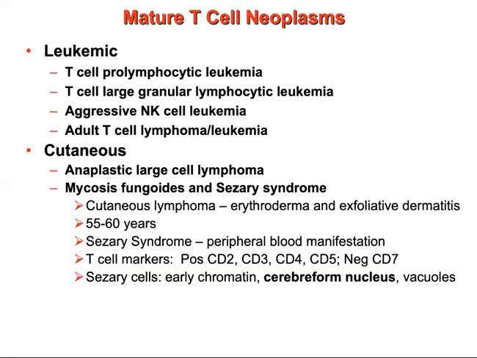So, for example, mycosis fungoides and Sézary syndrome will show a rash, or redness of the skin, exfoliative dermatitis, and this is seen in patients that are older, 55 to 60 years. Sézary syndrome is a disseminated disease with leukemic presentation and skin and lymph node involvement. Patient is positive for T cell markers, so CD3, CD2, CD4, but they're negative for CD7.